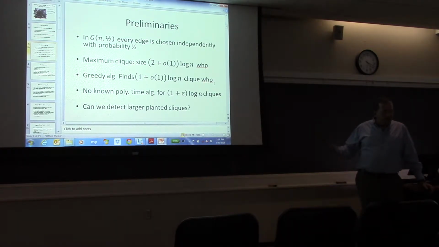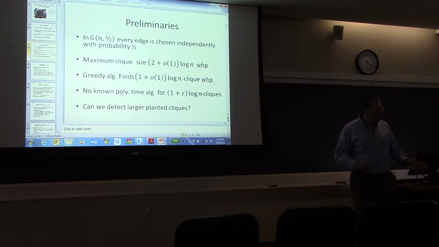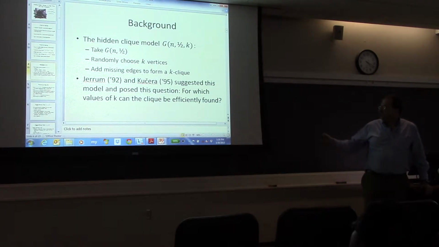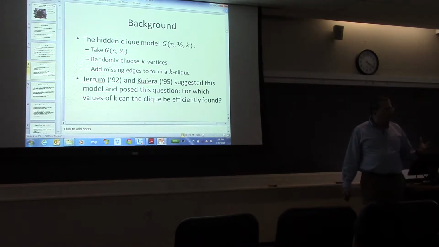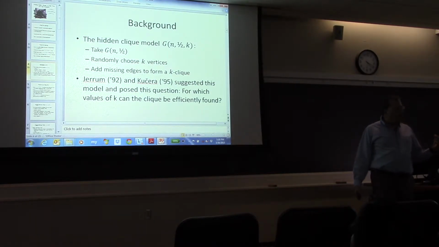So people thought, well, since this problem is hard, let's try and make this easier for us by planting artificially a large clique. So this will be the graph model G(n, 1/2, k). We start with G(n, 1/2), randomly choose k vertices, and add the edges between them, the missing edges, to form a k-clique. How large should this k be so that we will detect this clique? Okay, and the k of interest now will be a power of n.